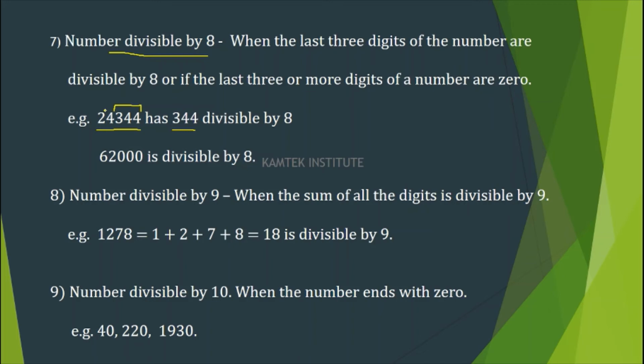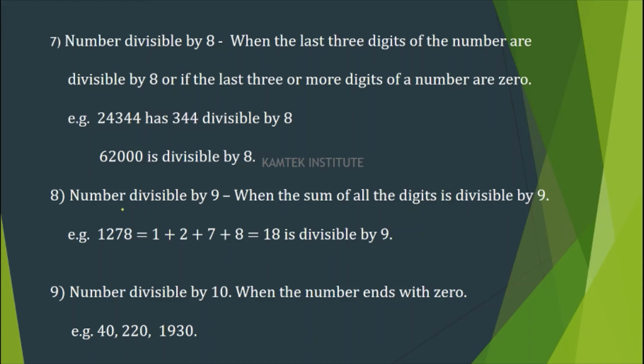Okay. Next we have a number 62,000, which has 3 zeros in the end. So this number, because it has 3 zeros in the end, will also be divisible by 8. So these are the two conditions for divisibility of a number by 8.